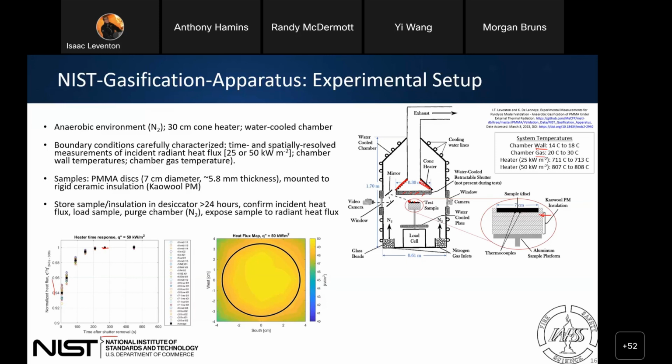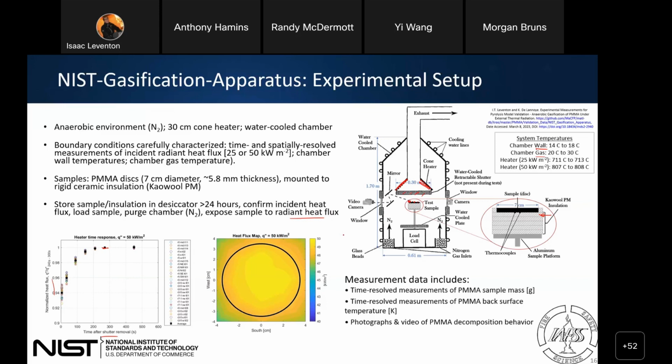And so we'll prep these samples, they're cut to size, we store them in a desiccator after mounting them to their insulation. In between our sample and that insulation layer is a thin, maybe 1.5 gram layer of epoxy that holds it flat during our tests. Once that's been set and pressed and stored for a day or two overnight, we can load that into our chamber, purge the system with nitrogen, get nice steady heating conditions from our heater, and finally expose the sample to the heat flux of interest, either 50 or 25 kilowatts a meter squared.